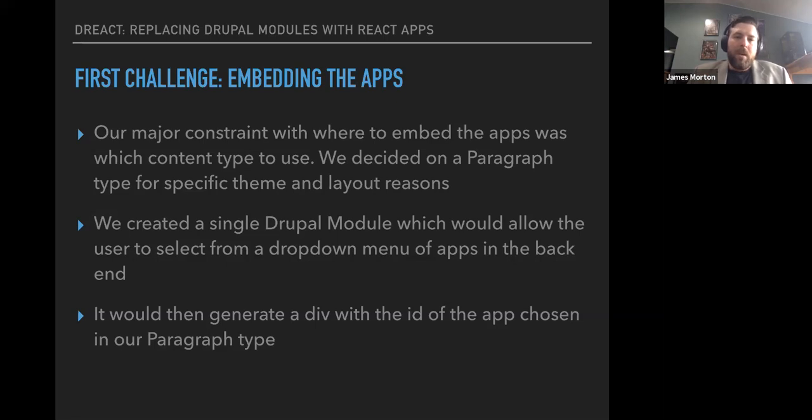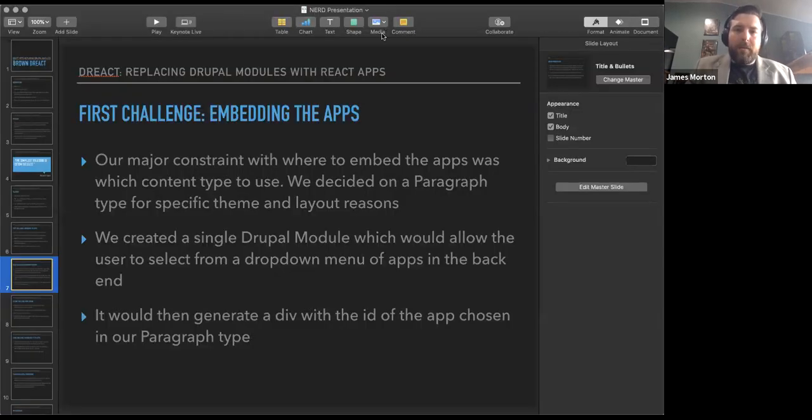So what I did was write a single Drupal module, which allowed the user to grab from a list of all of these applications and just pick one, and it would render it in this page. The name of the app that we talked about earlier in the config was what was used to create the div in the paragraph type that the app attached itself to. So right now, I'm going to stop sharing this.